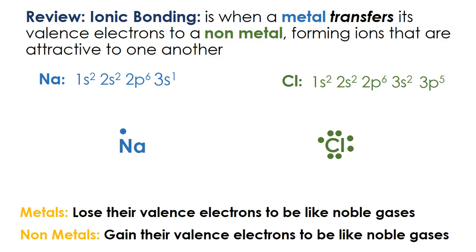First off, let's review ionic bonding, and then we can compare that to covalent bonding. If you remember, ionic bonding is when a metal transfers its valence electron to a nonmetal, forming ions that are attracted to one another. Your metals tend to lose their valence electrons to be like noble gases, and our nonmetals tend to gain valence electrons.